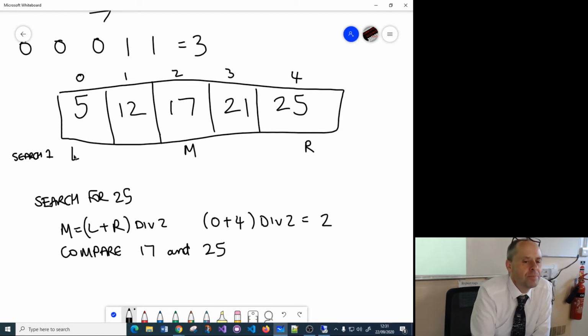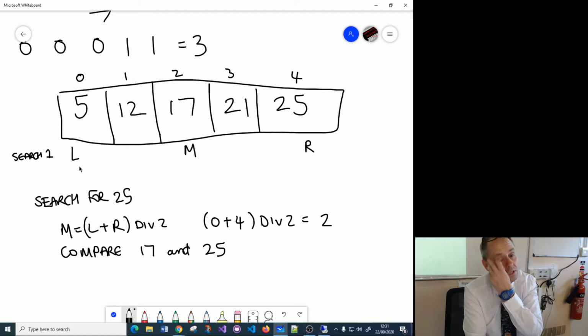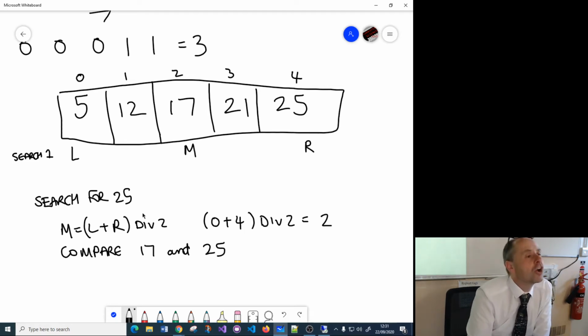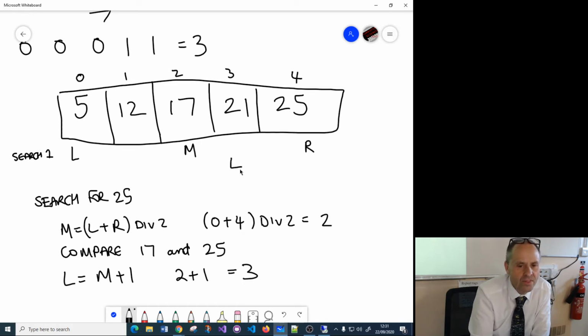Right. So where do we position? So the right-hand side's fine, but where do we position this L? Yes, Toby. Where the M was? Oh no, 1. Yeah, 1 across from the M. So we need to put it there, don't we? So we can actually say L equals M plus 1, which will give us 2 plus 1, which equals 3. So we can put L there. So we've got on our start of our second pass through the data, we've got L and R in those positions. So this is search 2.